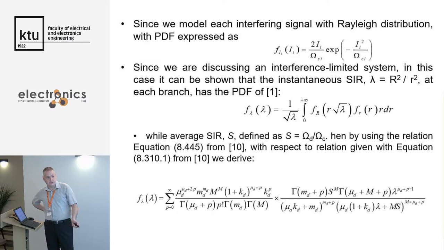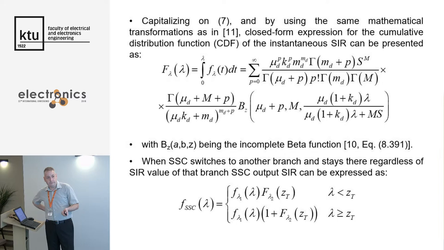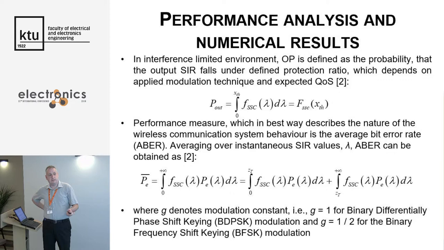This expression converges rapidly. It only needs, I don't know, 10 or 15 members of this sum to achieve accuracy to the fourth or fifth significant digit. Then we have the cumulative distribution function. And this is how the probability density function at the end of this combining process can be presented mathematically, and its CDF. Based on this, we can obtain important performance measures like outage probability or average bit error rate for corresponding modulation formats.